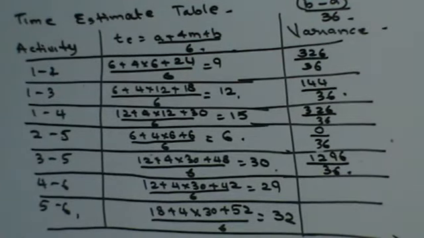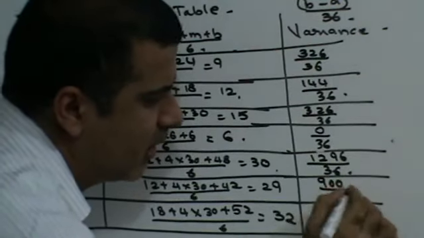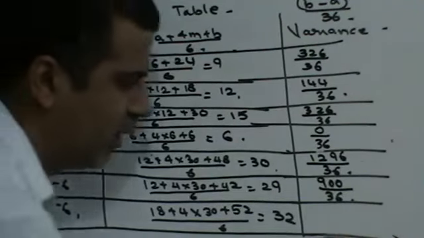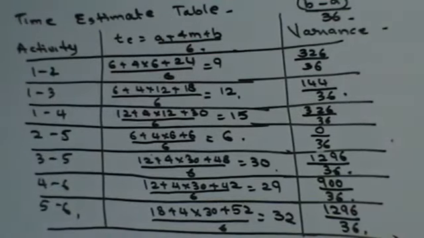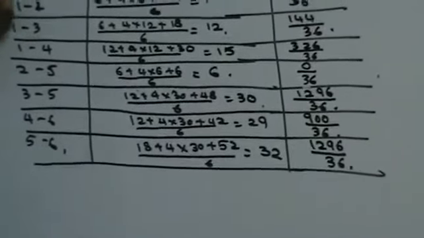Next, 42 minus 12, 30. 30 the whole square is 900 upon 36. 52 minus 18, 42 and this is going to be 36. 36 the whole square is 1296 upon 36. So thus my time estimate table is made. Once my time estimate table is made, the next thing that I need to do is make a network diagram.